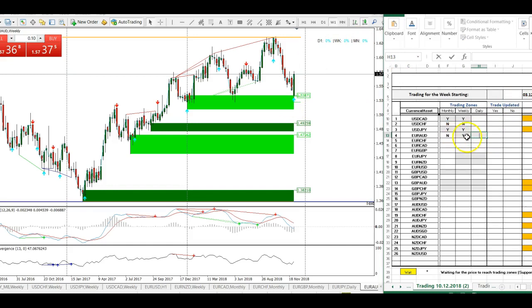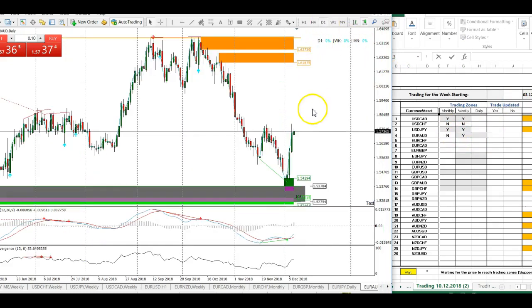Next we've got a yes to the weekly. We'll move down to the daily. And were we at a daily zone here? We were here. Okay, so that would have been a yes. And this trade's already been updated, so it's already happened. It would have been down here, and you can see the signal of it.